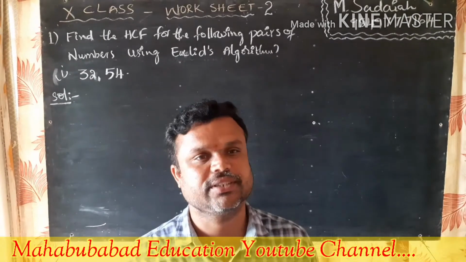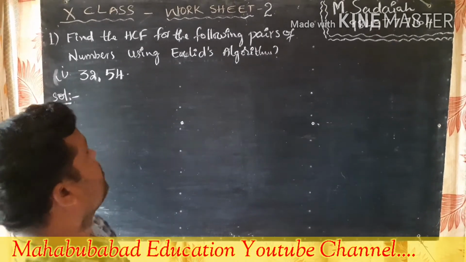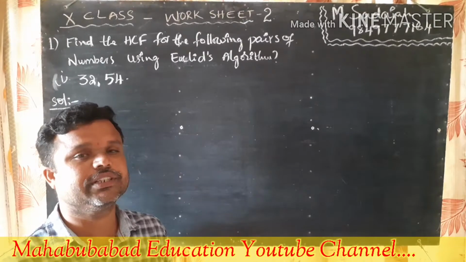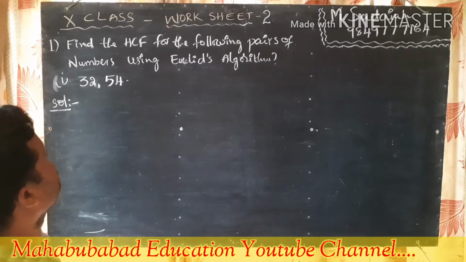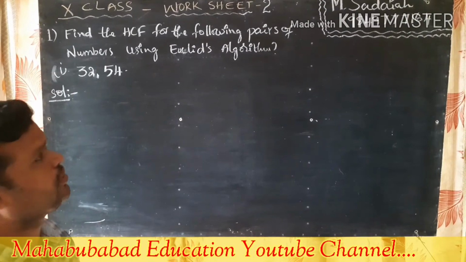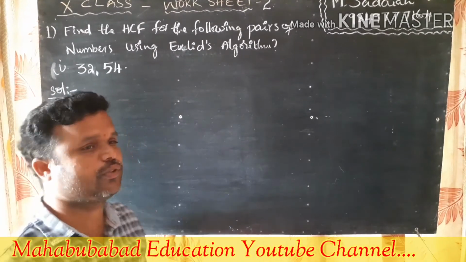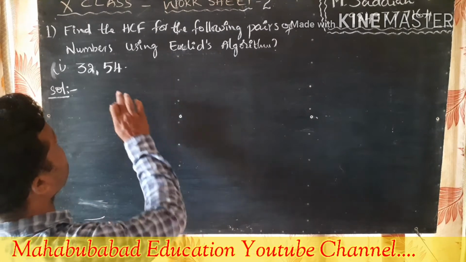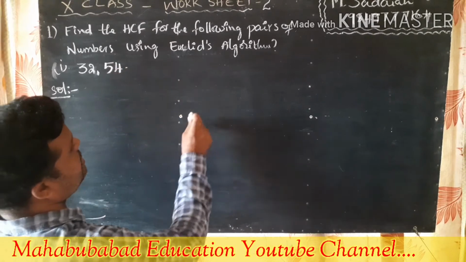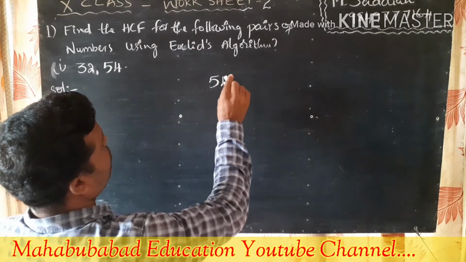In these questions, we have to find the HCF of the following pairs of numbers using Euclid's division algorithm. The first example is 32 and 54. We have to find the HCF of 32 and 54 using the Euclid algorithm. Before going to that, let us divide the big number by the small one. The big number here is 54.